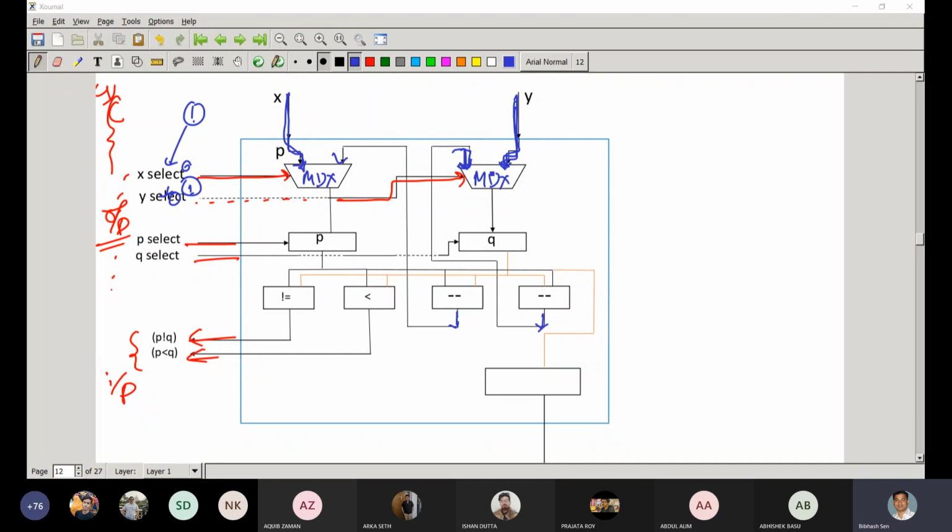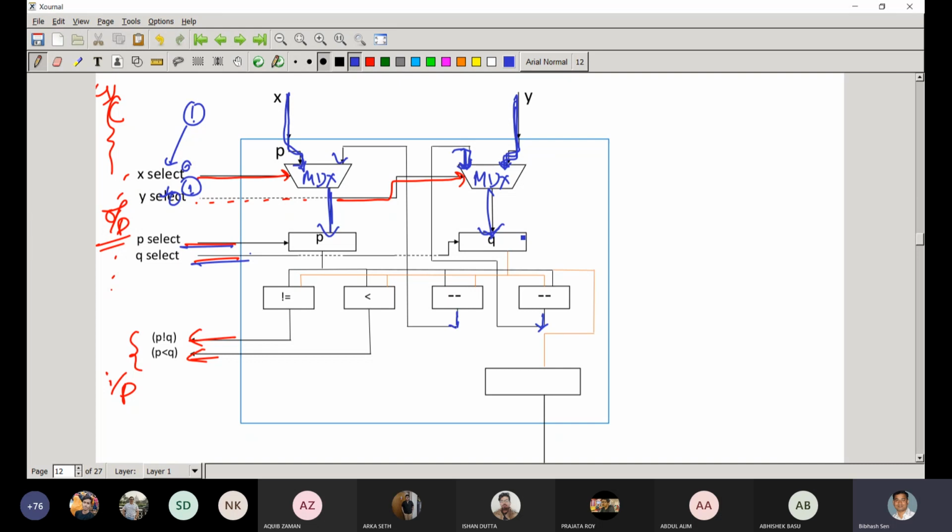Okay, so here you will find P and Q are available. After that, you find that P select and Q select signals are given to the multiplexers. This value will come in P and Q. So that is available now, P and Q. So the initial values of the GCD, P and Q, are there.